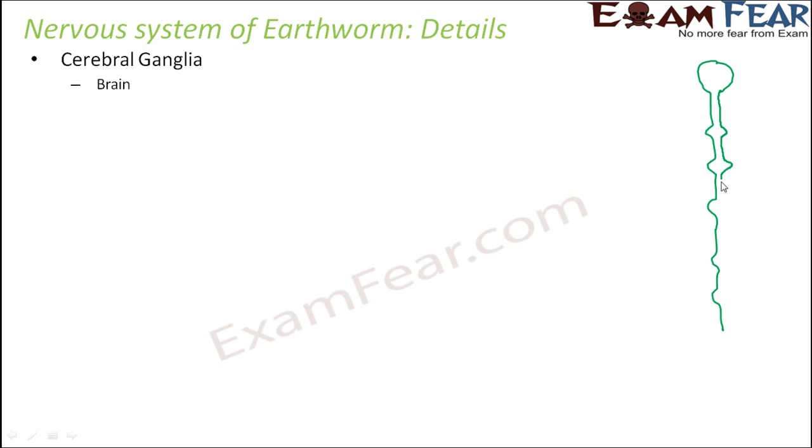Now let us look at their details, their function. First, let us talk about the cerebral ganglia. Cerebral ganglia acts as the brain. It is somewhat like this. Then from there you have the ventral nerve cord with segmental ganglia, like this. So this is cerebral ganglia, this is ventral nerve cord, and this is segmental ganglia. The cerebral ganglia acts as the brain and it is connected to the ventral nerve cord, as you can clearly see in this picture.